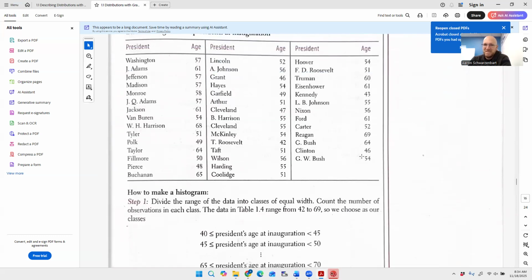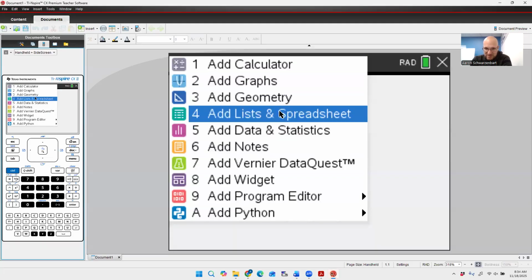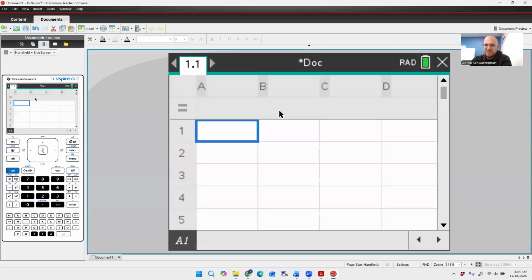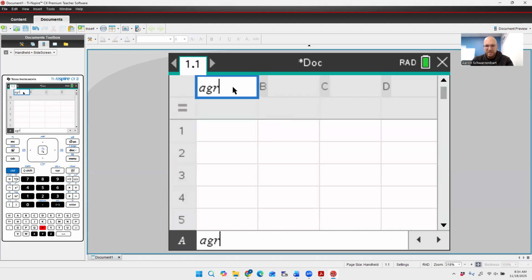Okay? So, you need to go open your graphing calculator, go to a list and spreadsheet. Yeah, there should be one by my desk area. So I add a list and spreadsheet. I'm just going to put age in.